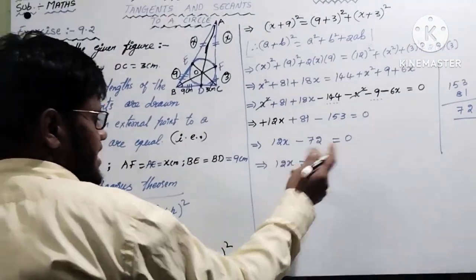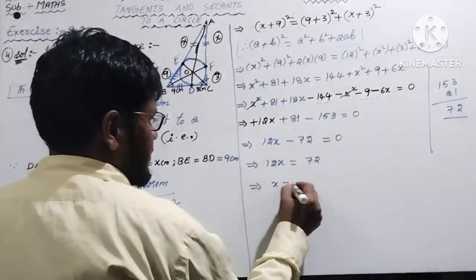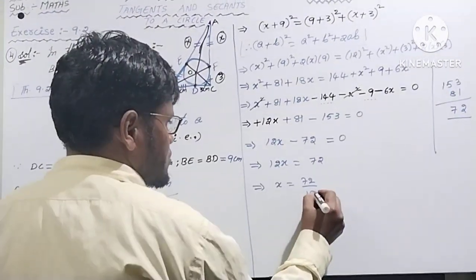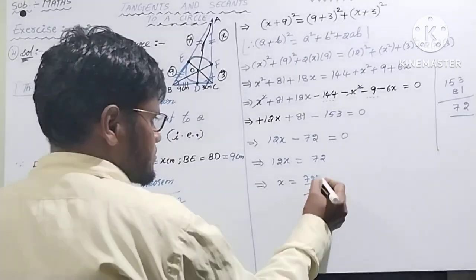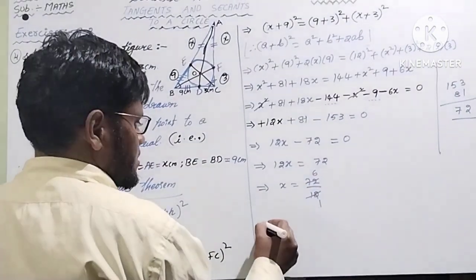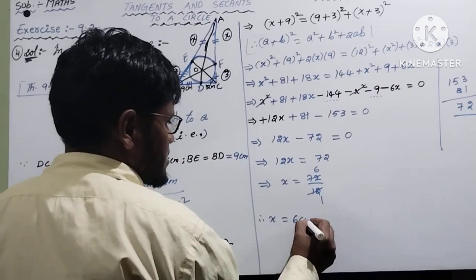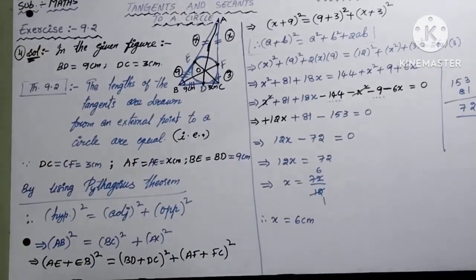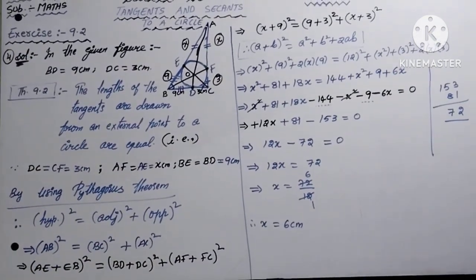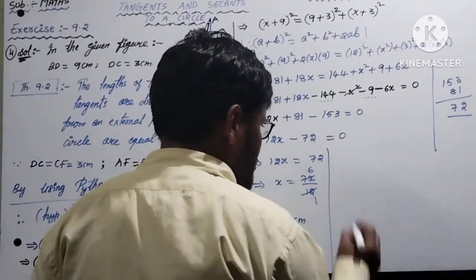Now 12 is multiplying, transpose to right side becomes dividing. 72 divided by 12. 12 ones are 12, 12 sixes are 72. I got the value of x equal to how much? 6 centimeters. Now I have to find two more sides. Two sides I have to find there. So let's see. I am finding two more sides.